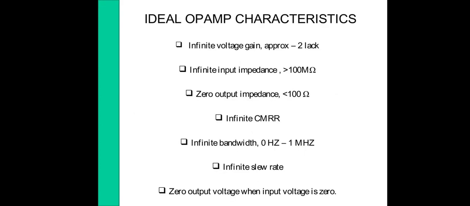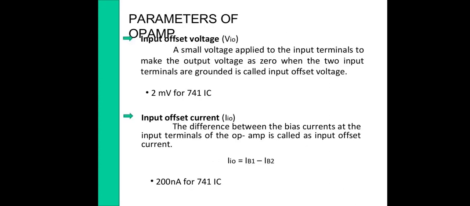Ideal op amp characteristics: infinite voltage gain, approximately 2 lakh in practice; infinite input impedance, greater than 100 ohms; zero output impedance, less than 100 ohms; and infinite CMRR. These are the parameters of the op amp.